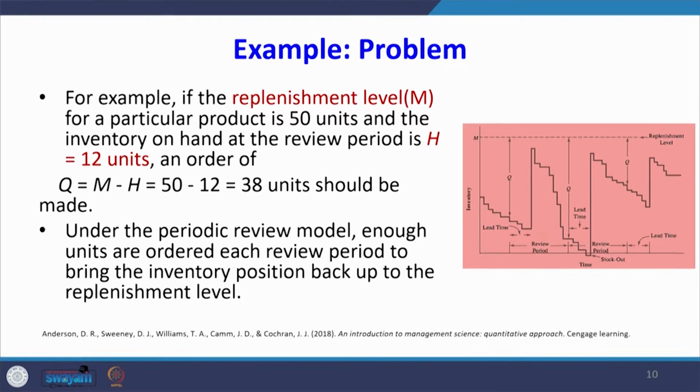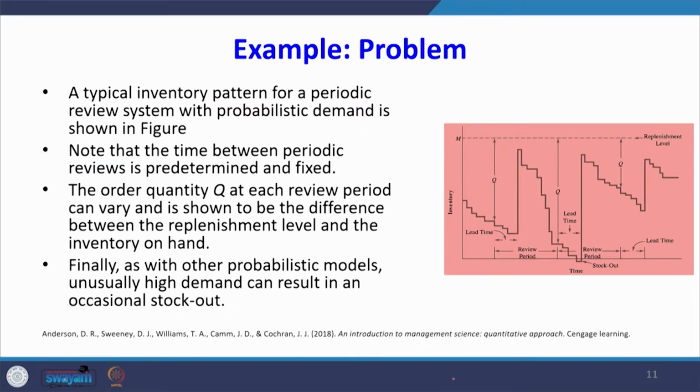So, under the periodic review model, enough units are ordered on each review period to bring the inventory position back up to the replenishment level. So, we have to order enough quantity Q so that M reaches its required level. Here M is how much? 50. A typical inventory pattern for a periodic review system with probabilistic demand is shown in this figure.